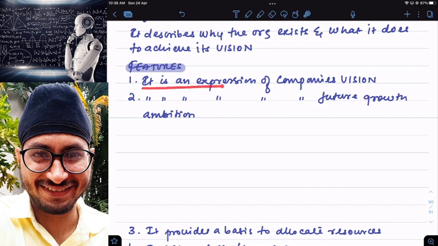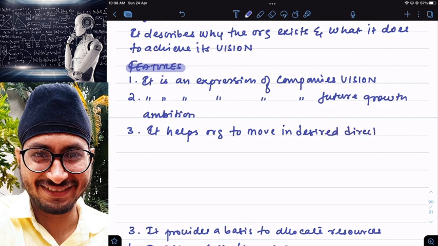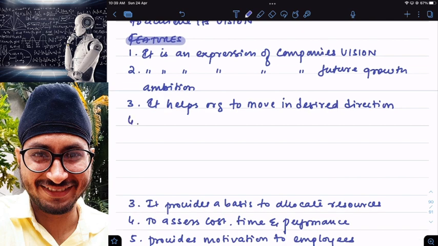So the first feature is that it is an expression of the company's vision. Second feature is that it will help an organization to plan for its future ambition. Feature number 3: it helps the organization to move in the desired direction. Sir, which direction does an organization want to move? Always upward. So who will take me in an upward direction by ensuring that my day-to-day activities are done in a proper way? Mission.